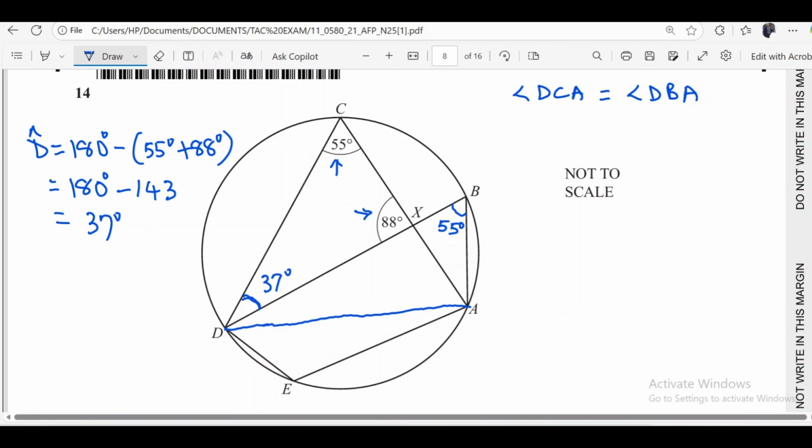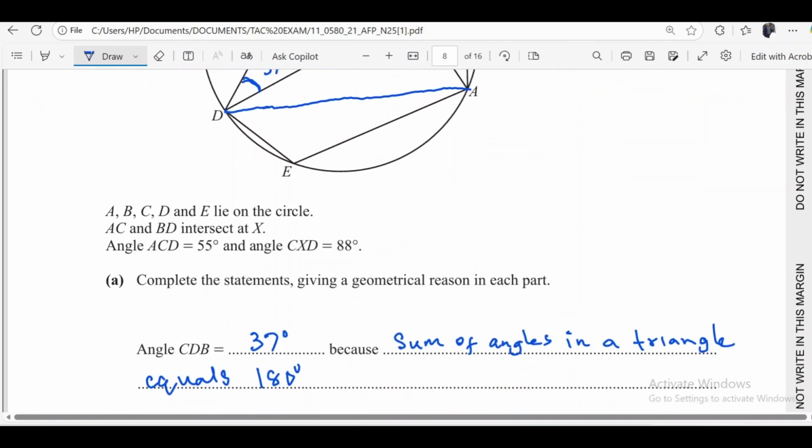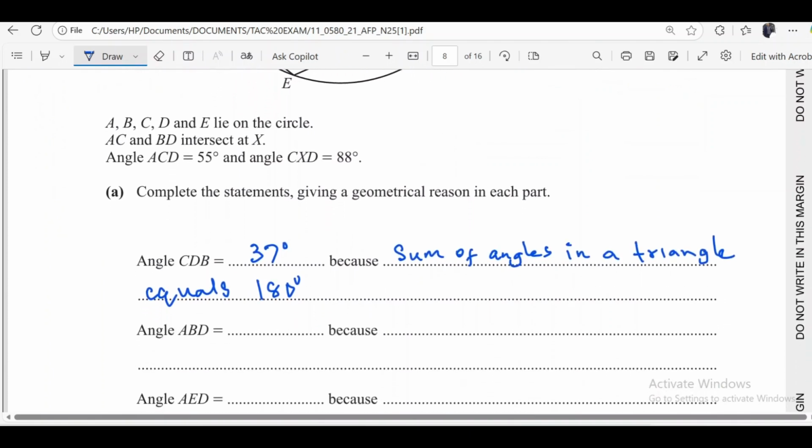So we go back to complete this. This is 55 degrees because angles in the same segment are equal. So that's the reason here.